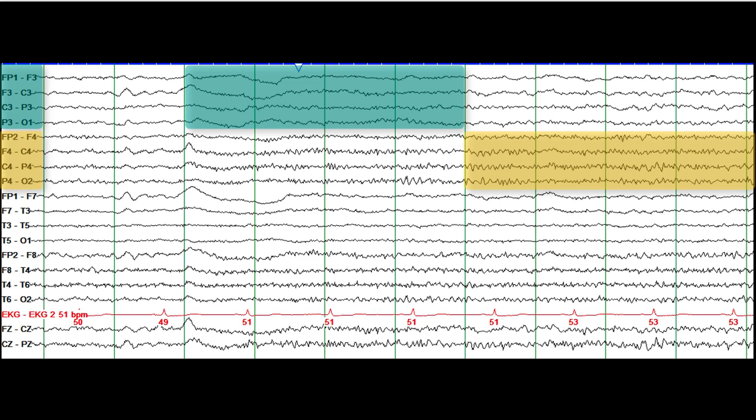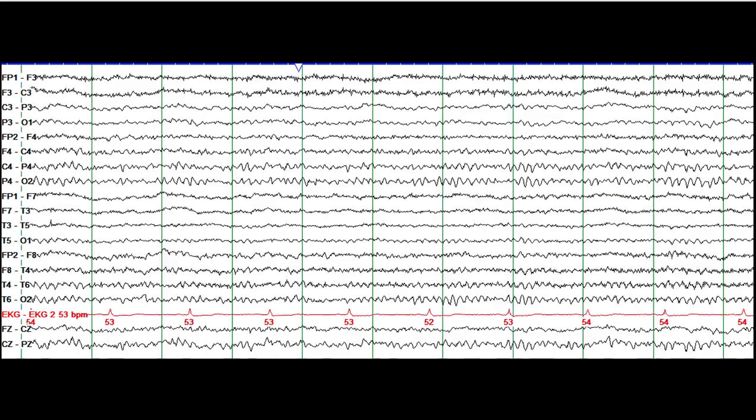Moving on to the next slide, you can see that the amplitudes appear much lower on the left hemisphere. When you compare the left hemisphere to the right hemisphere, you can identify that the amplitudes are significantly lower on the left hemisphere. Based on everything, you should also report the ECG, the heart rate, which in this case varies from 53 to 54 beats per minute.